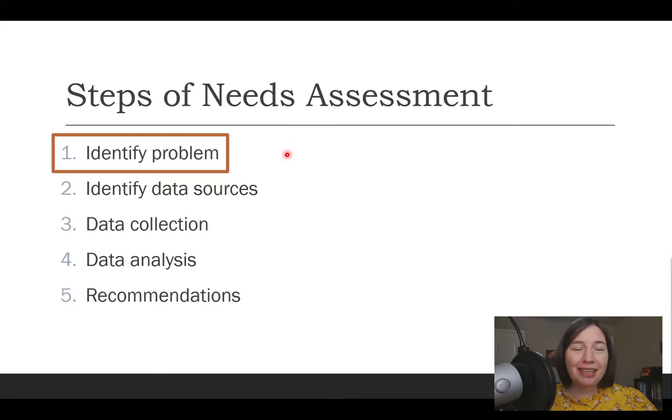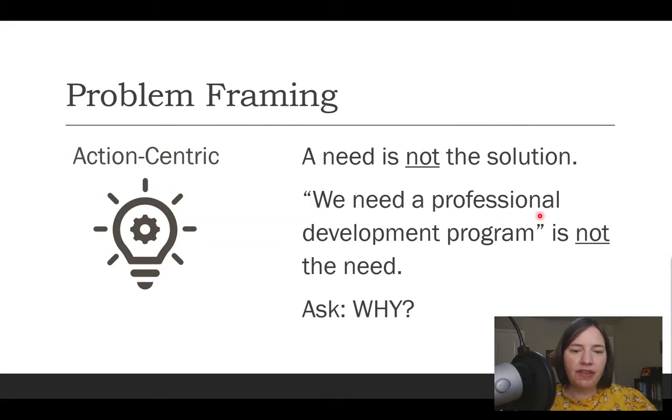Now, this can be tricky, especially if you're working for an organization, because a lot of the time they've already kind of told you what they think the problem is. So for example, they might say that a problem or a need is, we need a professional development program. Okay. That's not a problem. That is actually a solution. Why do we need a professional development program? That is what we mean by framing. They put a frame on something already. They said the solution to this is going to be a professional development program.